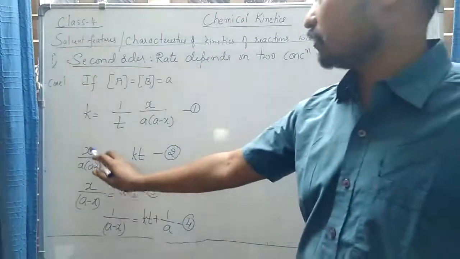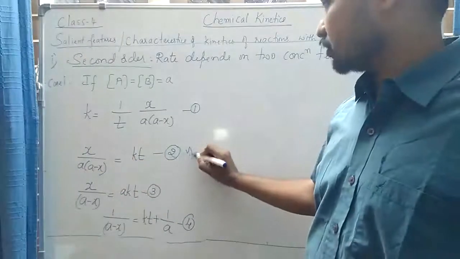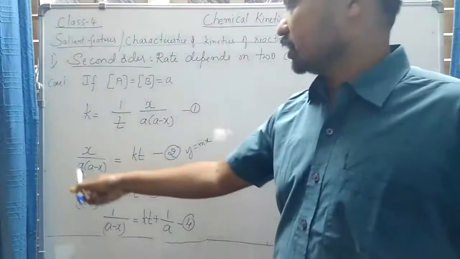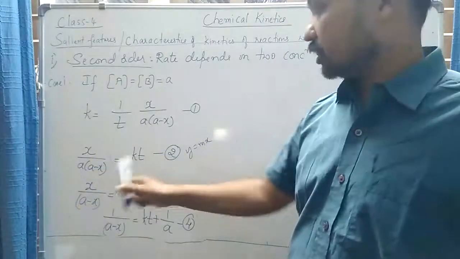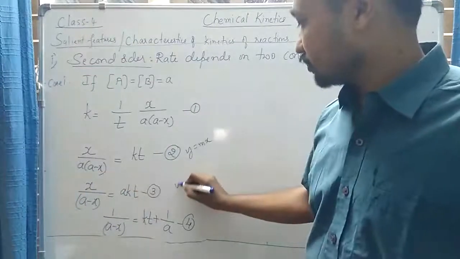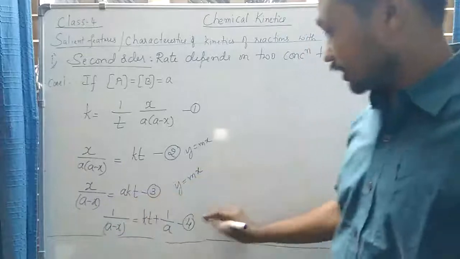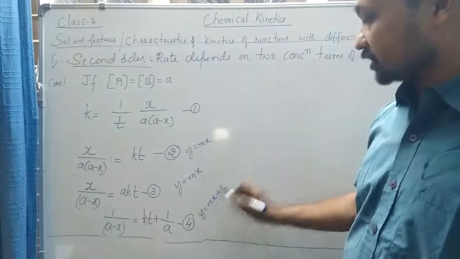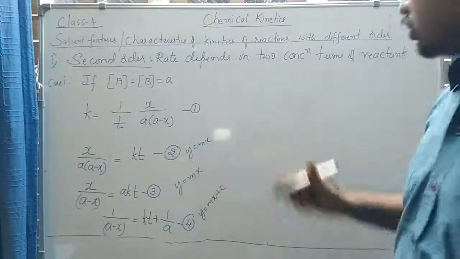So this equation is of the form y is equal to mx, because the entire quantity is considered as a variable. Similarly, this equation is also of the form y is equal to mx, whereas this equation is of the form y is equal to mx plus c. So let us select equation 2 first.